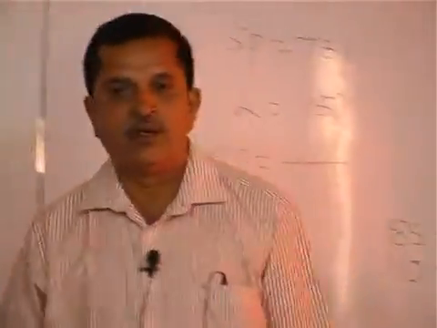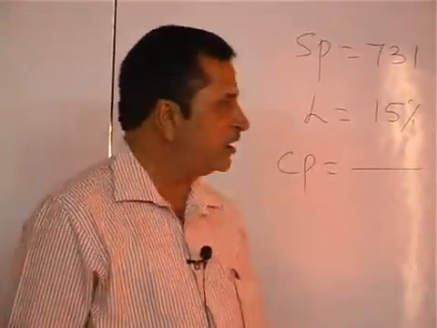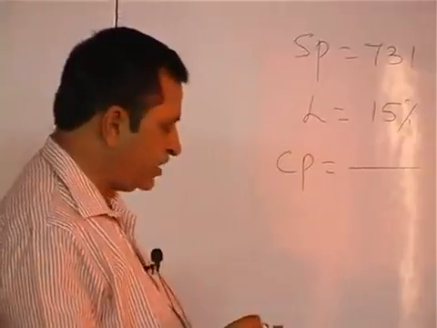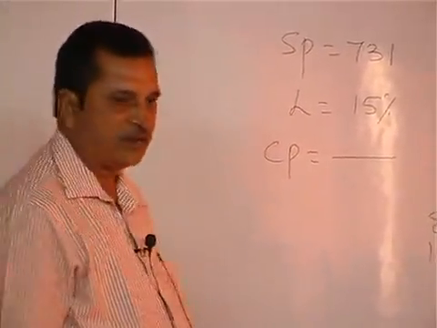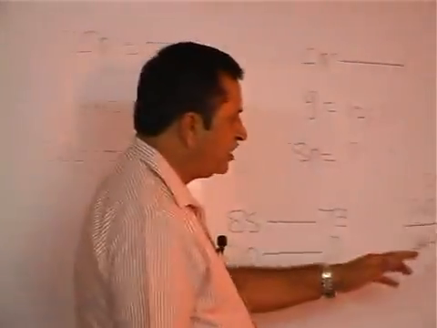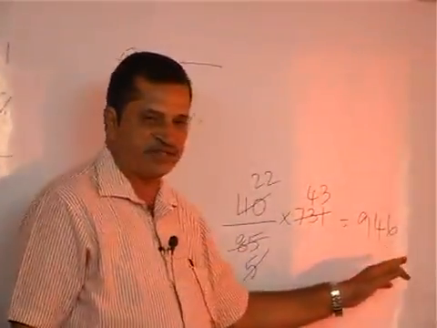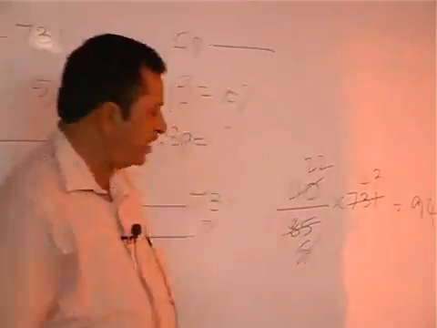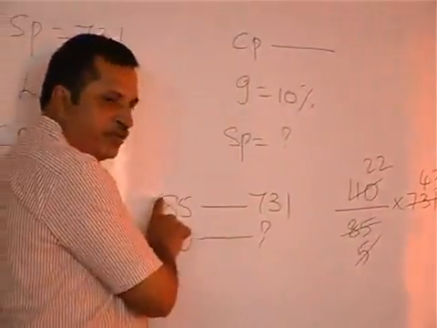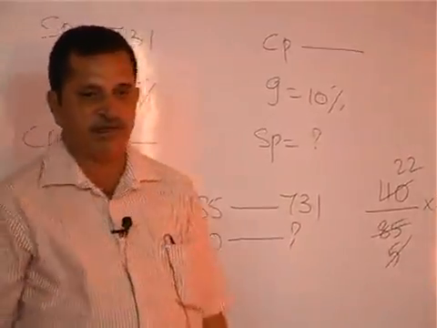So, he is selling for 731 getting a loss of 15%, but for 946 if he sells, he will get a gain of 10%. Straight away, whatever is required you can put here. No need of formula, right? Next.